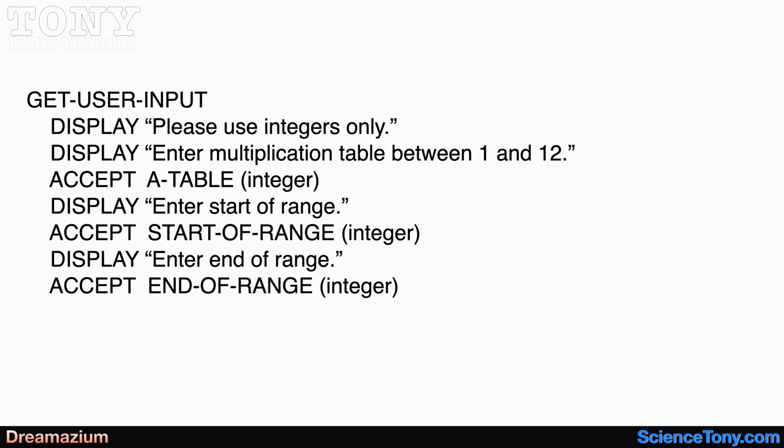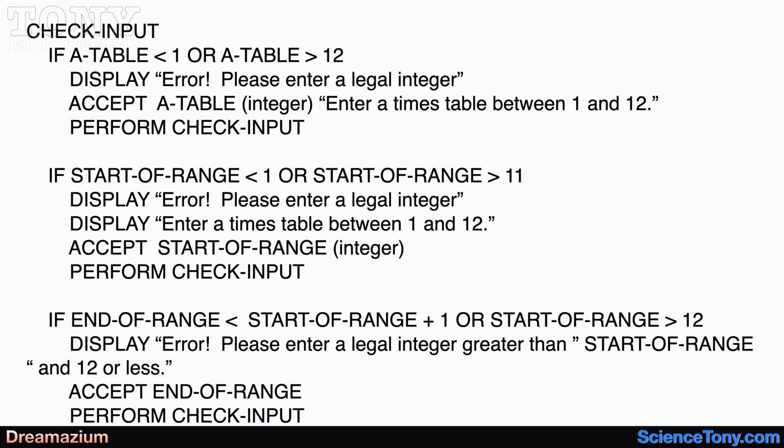So here is the pseudocode for this program, and already it's looking very much like Cobol code. It's displaying please use integers only, and then it's asking to enter a multiplication table between 1 and 12. That's going to be accepted into the form and it's listed as an integer, and then it displays when you start a range and that's accepted into a variable which is an integer as well. And we have the end of the range, which is going to be an integer and accepted into a variable called end of range. This part of the code is going to deal with checking to make sure that the values entered are legal values.